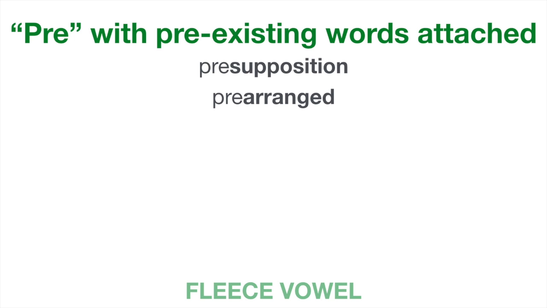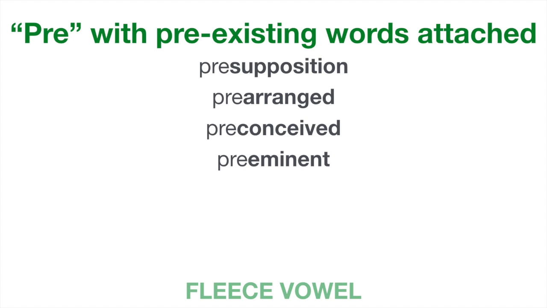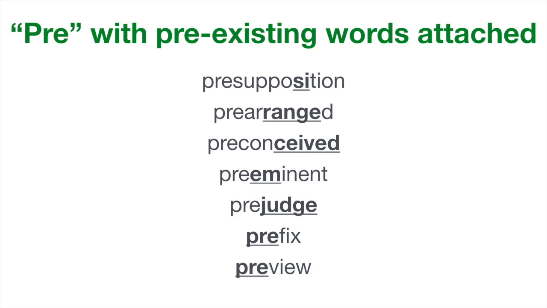So we've got prearranged, preconceived, preeminent, prejudge, prefix, and preview. And the original words are supposition, arranged, conceived, eminent, judge, fix, and view. You can use all of those words in other contexts just by themselves, and they link in with the meaning of the full word, like prearranged. And here are the stress syllables, so repeat after me, have a go.